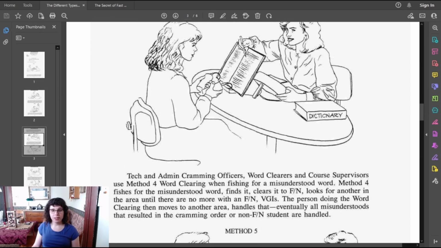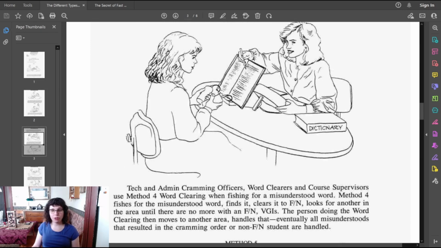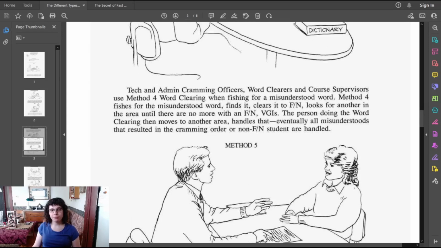Method 4. Tech and admin cramming officers, word clearers, and course supervisors use Method 4 word clearing when fishing for a misunderstood word. Method 4 fishes for the misunderstood word, finds it, clears it to FN, looks for another in the area until there are no more with an FN VGIs. The person doing the word clearing then moves to another area, handles that. Eventually, all misunderstoods that resulted in the cramming order or non-floating needle students are handled.